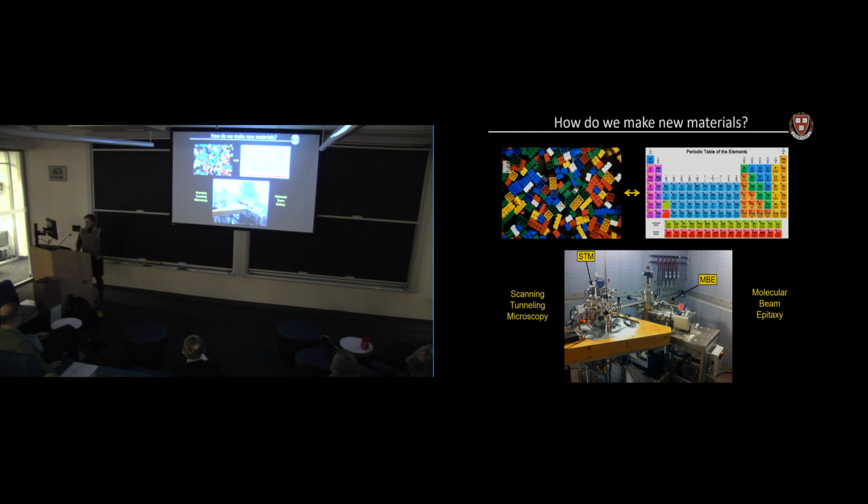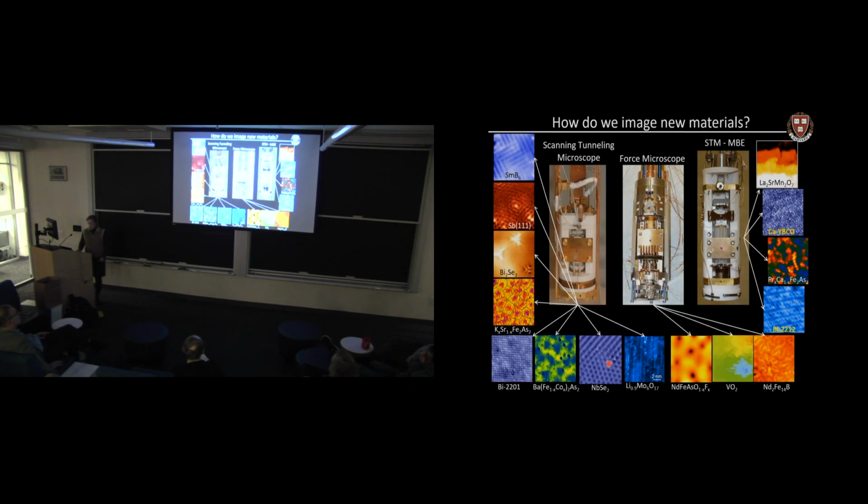So in my lab, we have a molecular beam epitaxy system, and we grow two-dimensional films of materials out of elements in the periodic table, which we essentially treat like our Lego building blocks. We transfer those materials through ultra-high vacuum down into a scanning tunneling microscope system. And how do we image those materials? We have several of these scanning tunneling microscope or force microscope systems where we scan a tip, a functional tip, and one pixel at a time we measure some property of the material.